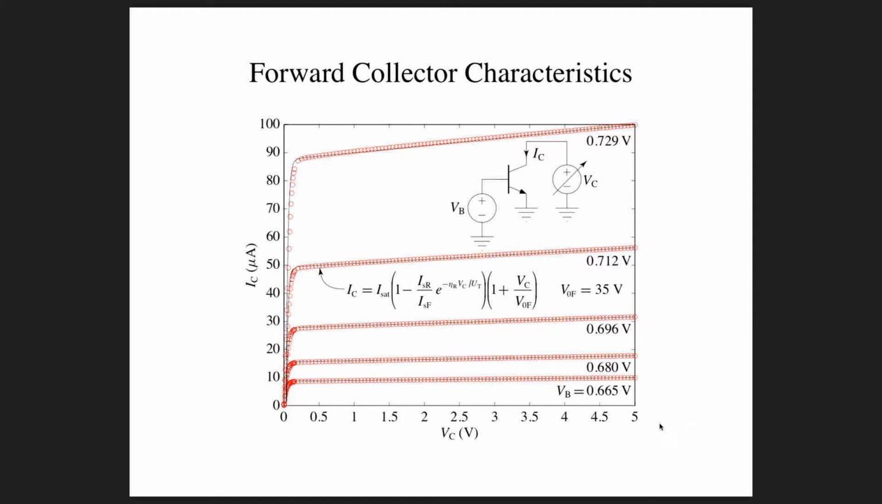And it's usually a family of curves where the parameter that changes between these curves is either the base emitter voltage or it's the base current. Sometimes people will drive a current into the base for this family of curves, but in this case I've basically driven it with a voltage.